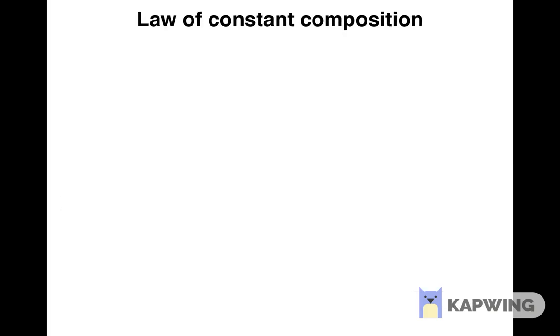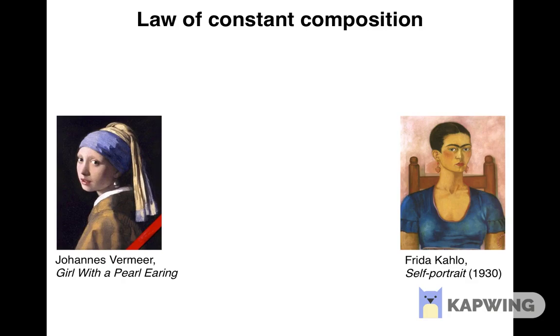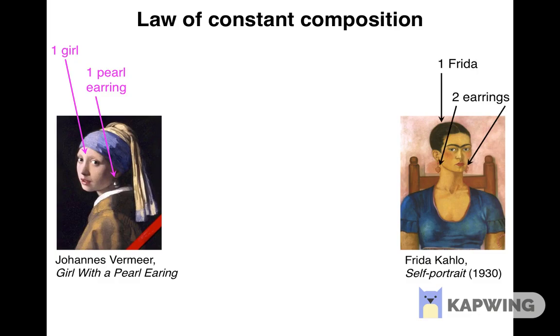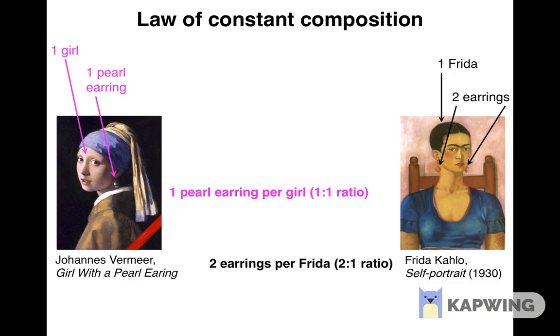First, consider two paintings: Girl with a Pearl Earring by the Dutch master Johannes Vermeer, and a 1930 self-portrait of Mexican artist Frida Kahlo. Let's break down what each of these paintings shows. Vermeer painted a girl who is wearing one pearl earring. Thus, the ratio of the number of earrings to the number of girls in this painting is 1:1. Frida Kahlo painted another girl, herself, wearing two earrings. Thus, the ratio of the number of earrings to the number of Fridas in this painting is 2:1.